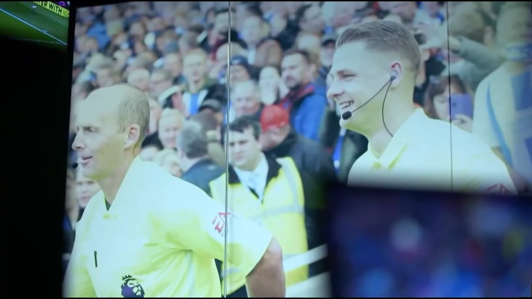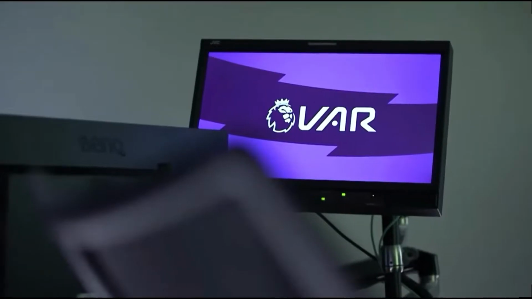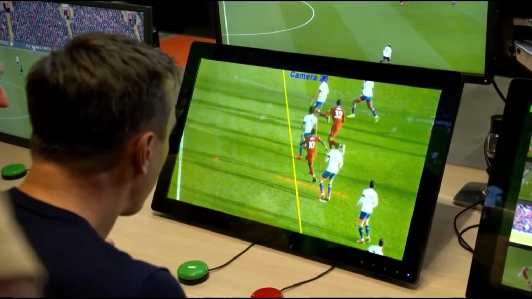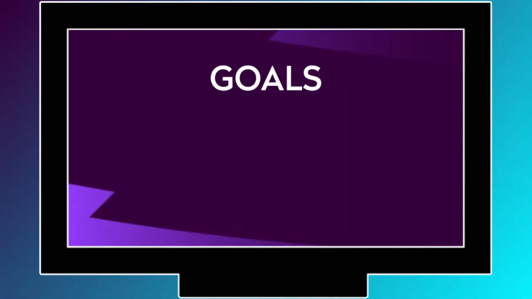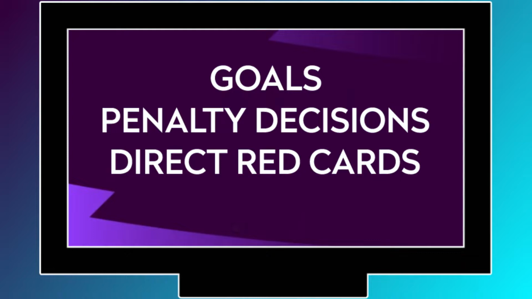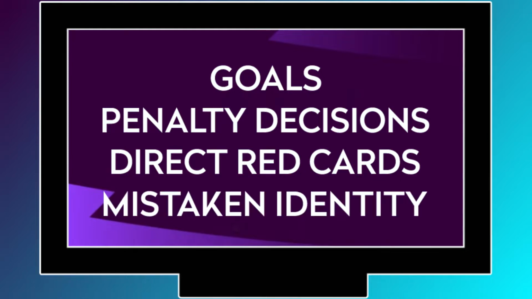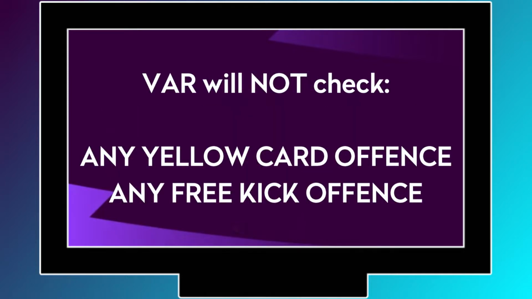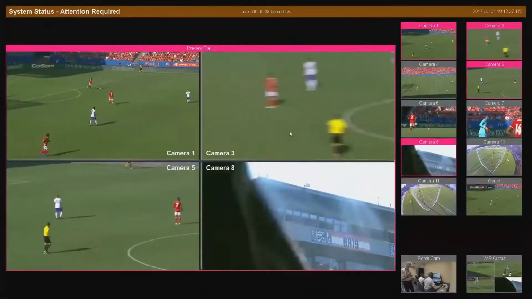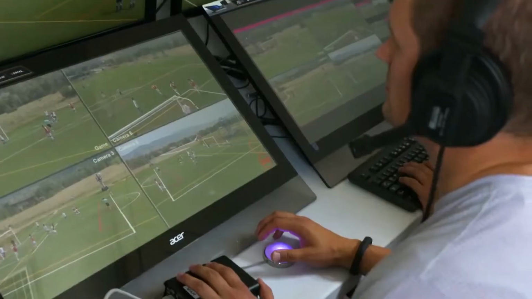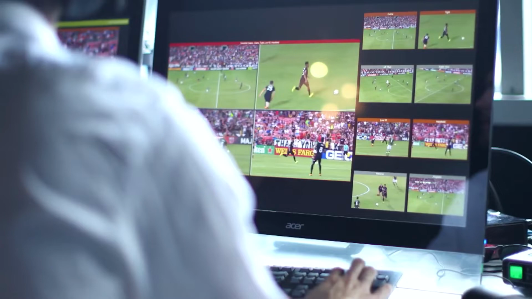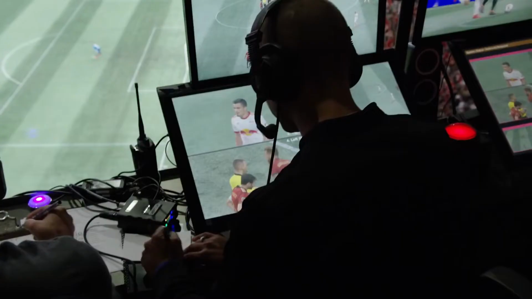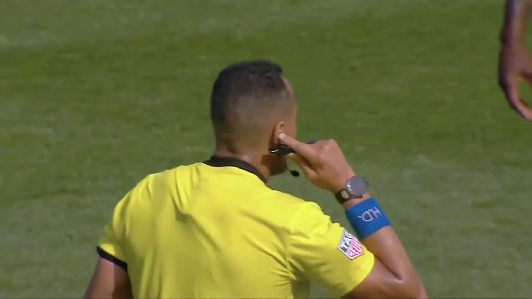The Premier League's VAR team, stationed in the video operation room at Stockley Park in London, automatically checks every on-field referee decision falling under the four reviewable categories: goals, penalty decisions, direct red card incidents, and mistaken identity. VAR, however, will not check any yellow card offence or any free kick offence outside of the penalty area. If the VAR does not identify any mistake during the check, this is communicated to the referee. This is called a silent check and requires no further action, usually not causing any delay to the game.